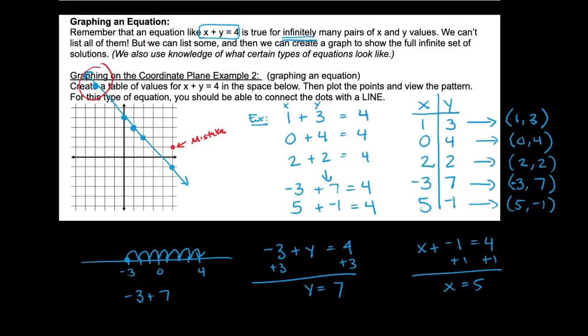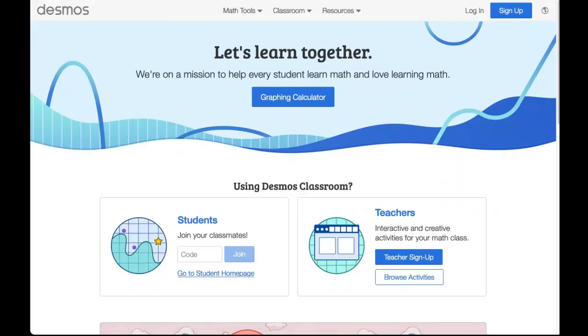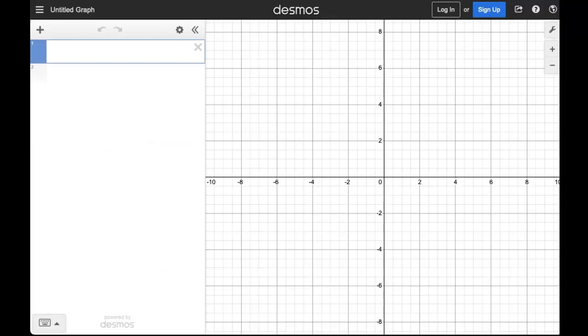And then I want to show you just one more thing real quick. There are some really nice free graphing softwares or graphing websites online. One of them is called Desmos, and I'll show you what that looks like. So if you go to desmos.com, this is what you'll see, and you don't even have to sign up for anything. You can just click on Graphing Calculator, and you go up here in the box, and you can just type x plus y equals 4.